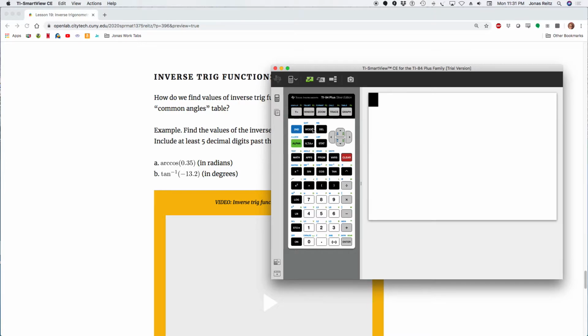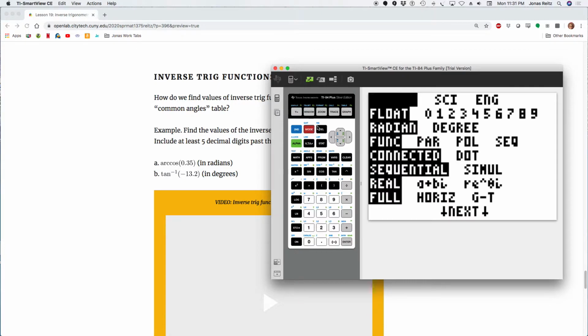And here's how we tell. It's this button called mode. Let's go there first. If we go to mode, you can navigate up and down through this list by using the arrow keys on the calculator itself. Currently, if we go down, it's set to radians. That one is highlighted, which means that we're okay for part A. In part B, we're going to want to switch it to degrees.